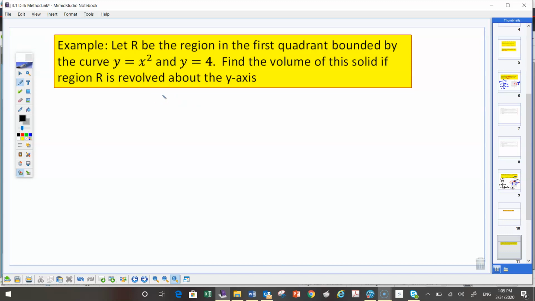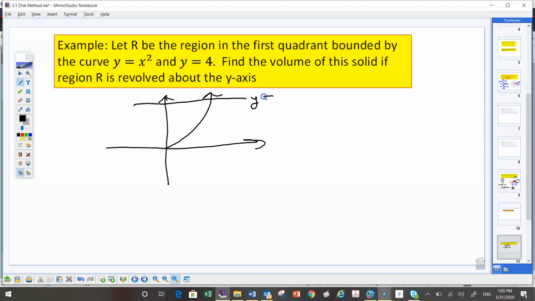So let's take a look at this here question. It says the region R in the first quadrant bounded by the function y equals x squared. So if we draw a quick sketch, here's y equals x squared, and the line y equals 4. Well, y equals 4 is a horizontal line right there. This is y equals x squared. And now it says find the volume if region R, and this is my region R, is rotated or revolved around the y-axis.